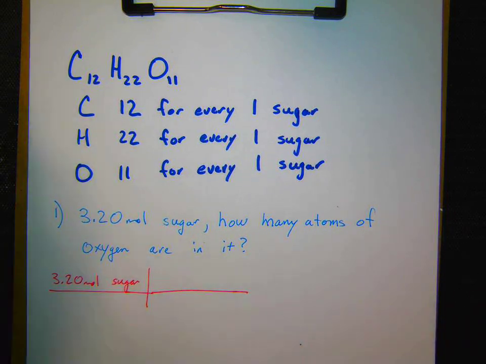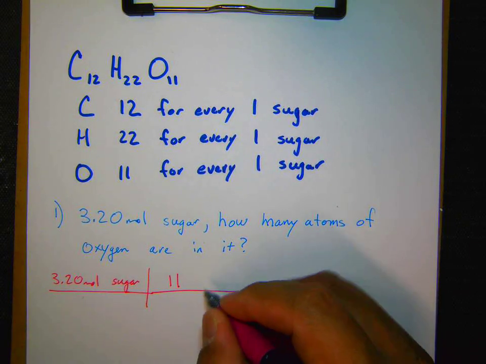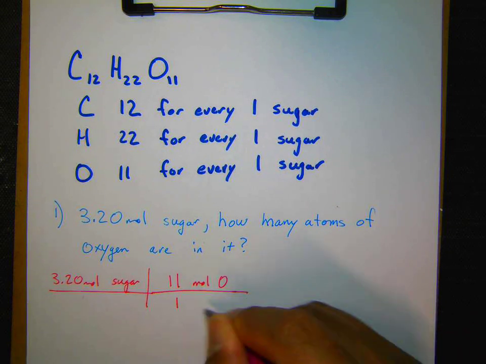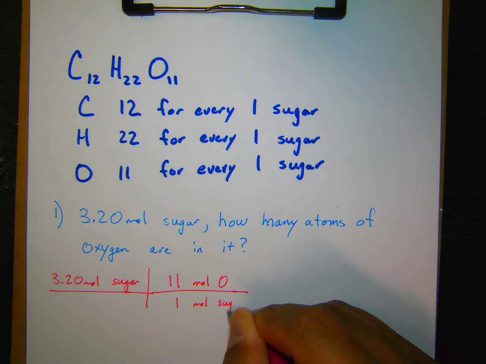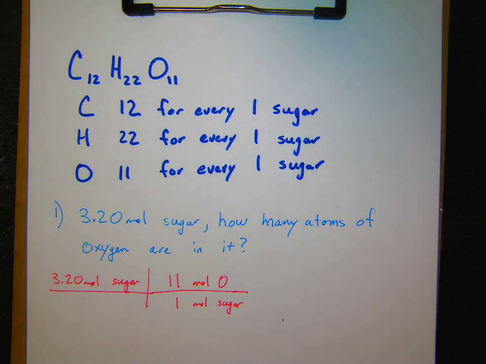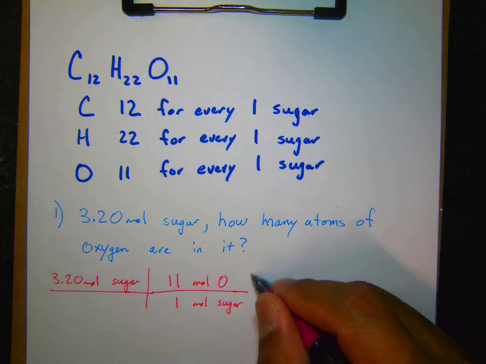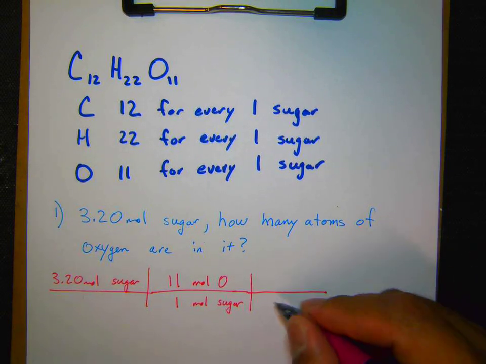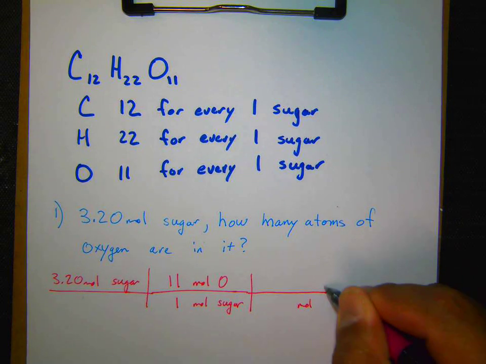Now, how much oxygen is in sugar anyways? There's 11 of them. There's 11 oxygens for every one sugar. So we can say that there are 11, and in this case, moles of oxygen in 1 mole of sugar. Okay? Because there's 11 for every one. And if I were to solve this right now, I would have moles of oxygen. I want atoms of oxygen. So let's change our moles to atoms. Moles on bottom, atoms on top.